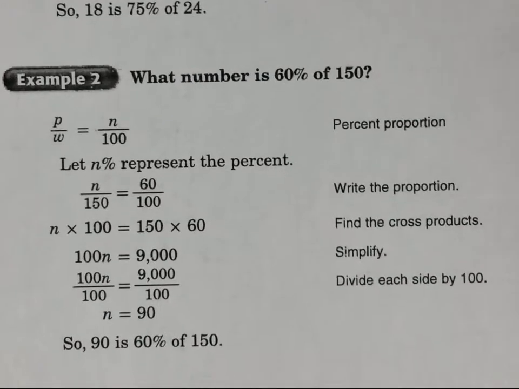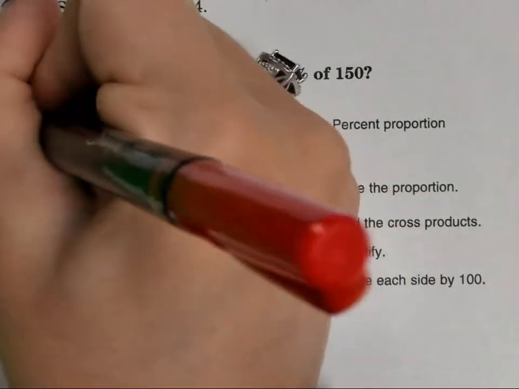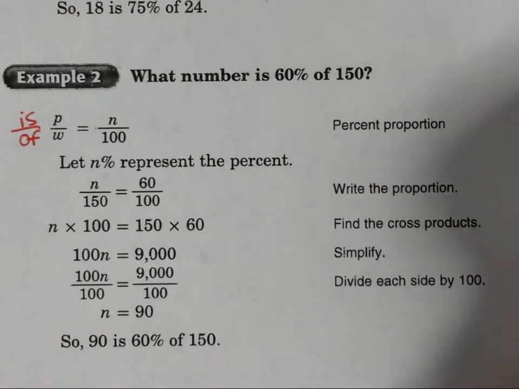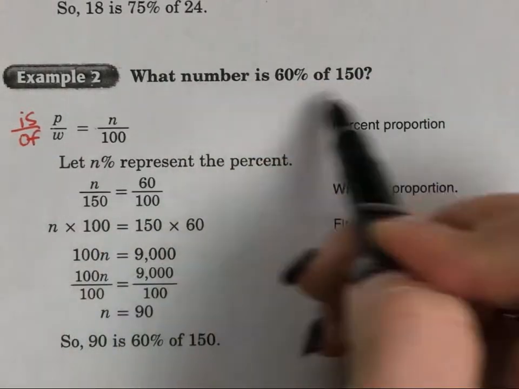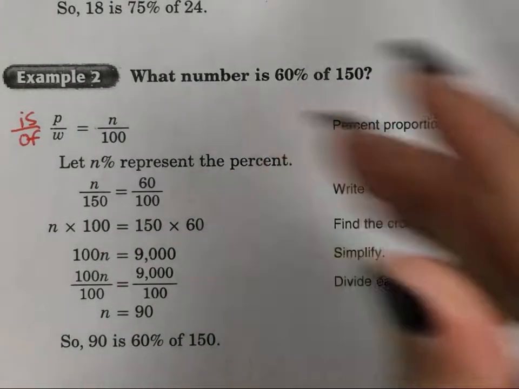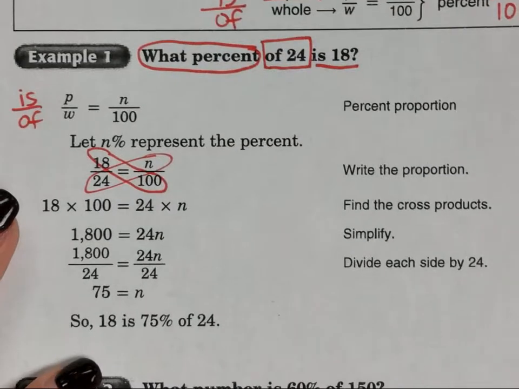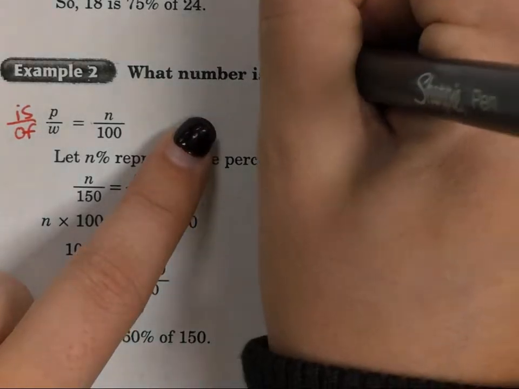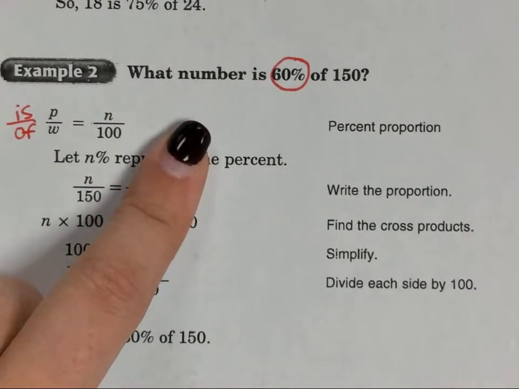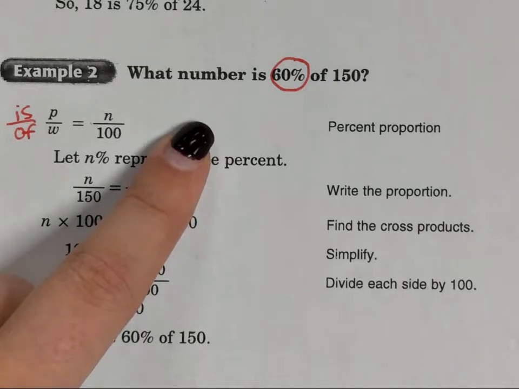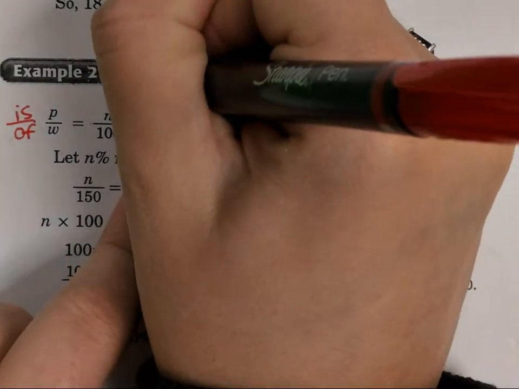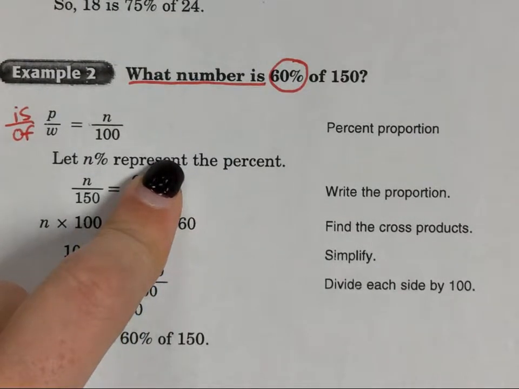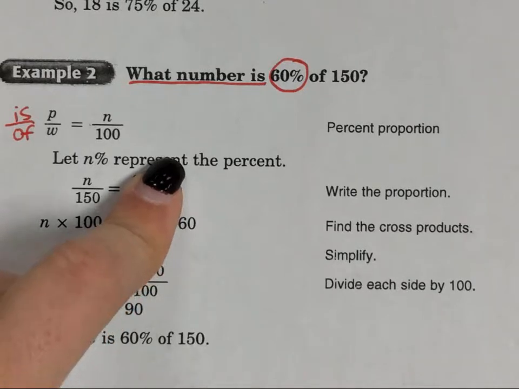We've got P over W equals N over 100, or is over of. So what am I circling in my sentence? What number? Up here I circled what percent, right? So what is the percent here? 60. So I'm going to circle 60%. What am I going to underline? What number is, because in the first one I underlined is 18. And then what am I boxing?